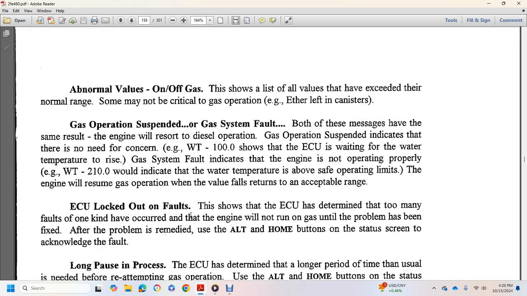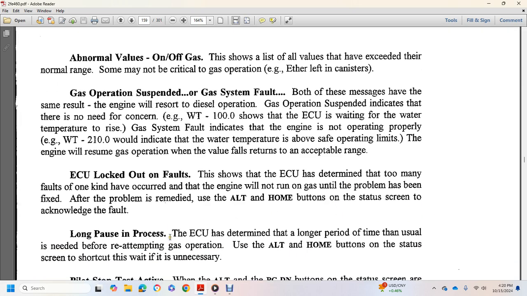Engine control locked out on faults shows the engine control determined too many faults of one kind occurred. The engine will not run on gas until the problem has been fixed. After the problem is remedied, the Alt and Home buttons on the status screen acknowledge the fault.